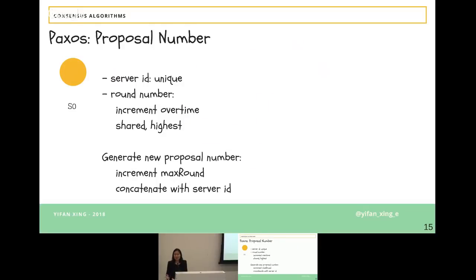Okay, so what is this proposal number thing that we keep mentioning? Basically, it's a combination between server ID and round number. Server ID guarantees the uniqueness of the number, and the round number gets incremented over time. All the machines share this round number with each other, and also they keep track of the highest round number. So to generate a new proposal number, you simply just increment your max round number and then concat it with your server ID.